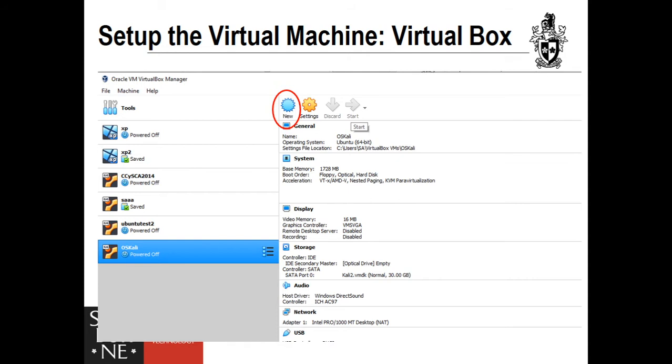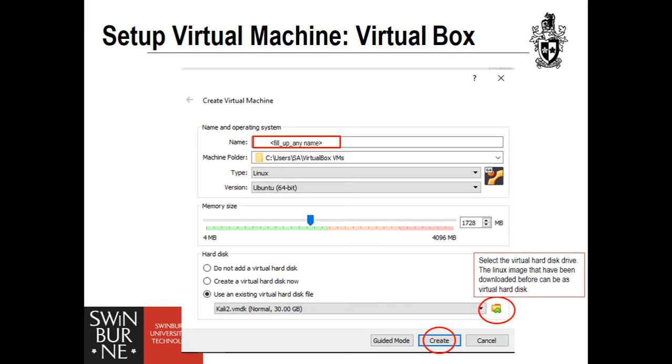After we download the virtual machine, in this case VirtualBox, we need to set it up. In this slide I will show you how. First of all, you need to click the New button, and after that you need to fill up the form. You give the name of the operating system, and then you choose the virtual hard disk file. In this case, we select the virtual hard disk drive. The Linux image that has been downloaded before can be used as the virtual hard disk. After that, we can create.